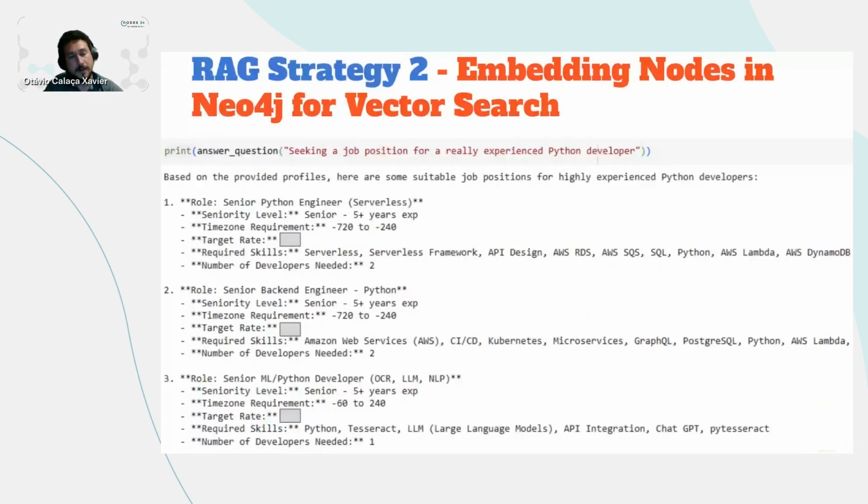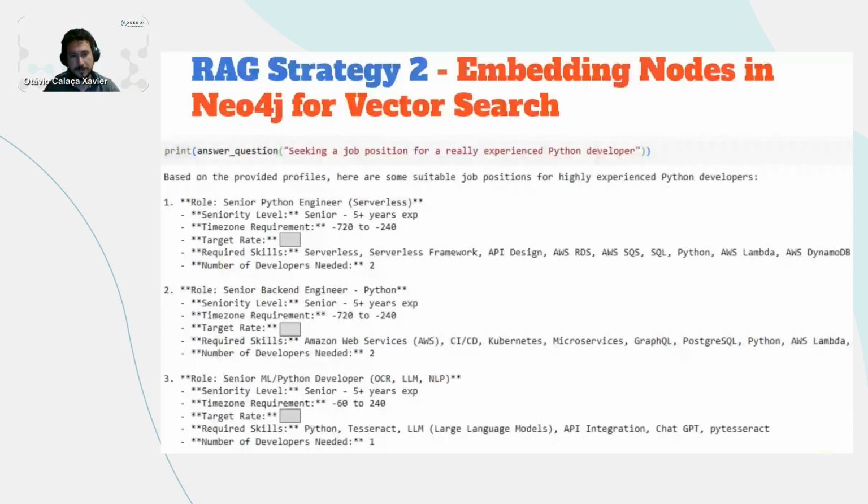What if I ask something, using the same prompt, about the job position? So, seeking a job position for a really experienced Python developer. And then I have some roles being returned. So notice that the prompt itself is the same. The prompt template I've prepared. The only thing I've changed here is the question, or the human statement. And in this case, it was smart enough to not provide profiles, even having profiles in the context, and provide roles instead.